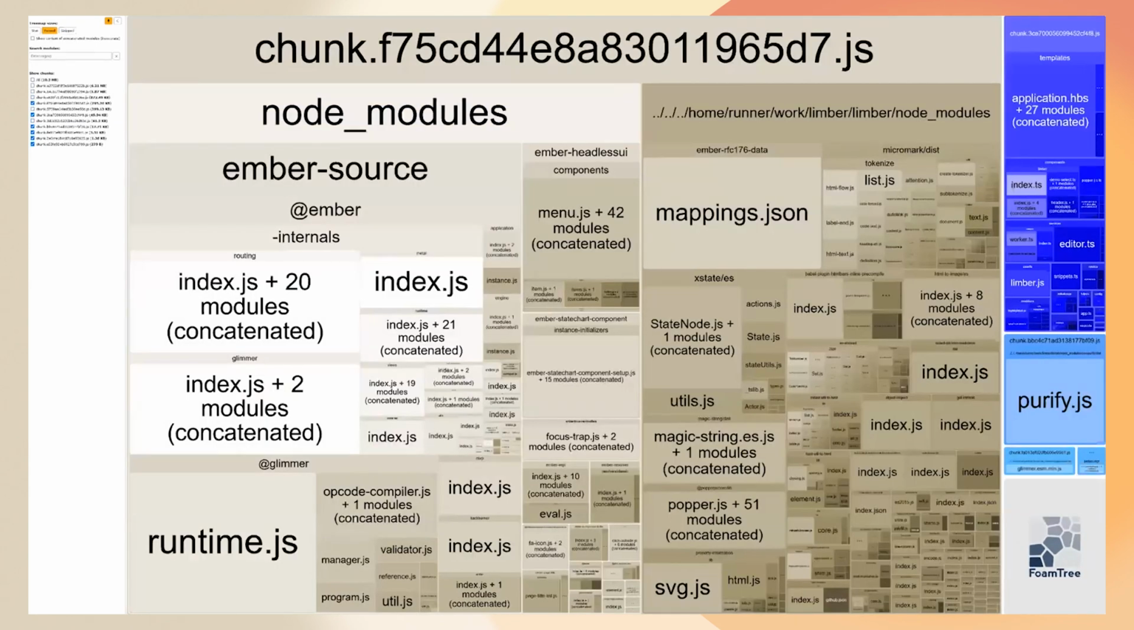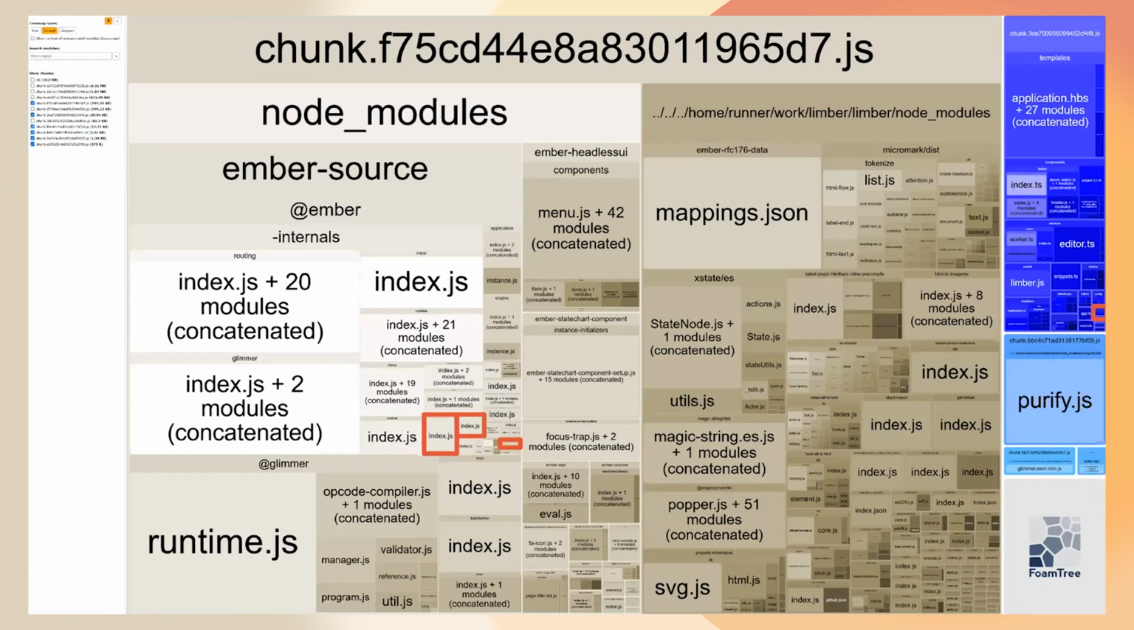Anywho, this is the code that is rendered on first load. The dark blue rectangle is my app code. The biggest rectangle, chunk F75, are my non-async imported node modules, including the template compiler. I don't know if you can spot the template compiler. It's somewhere in there. I identified these bits, and that's not all of it.